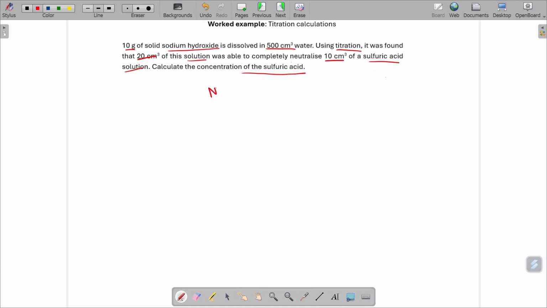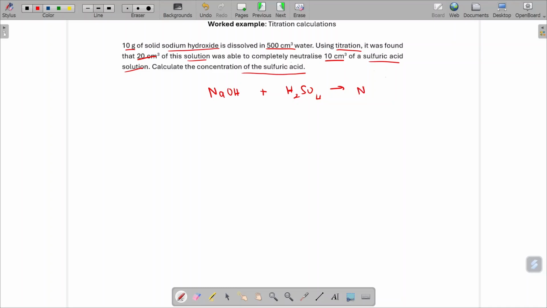So what we'll do is we'll start with the balanced equation for this reaction. What are our substances? We've got sodium hydroxide, and that sodium hydroxide reacts with sulfuric acid, which is H2SO4. And because this is an acid-base reaction, the products will be a salt and water. The salt in this case will be sodium sulfate and water.